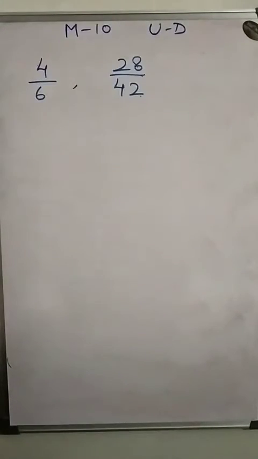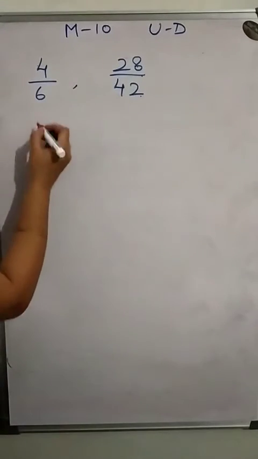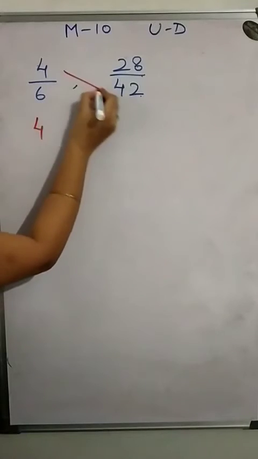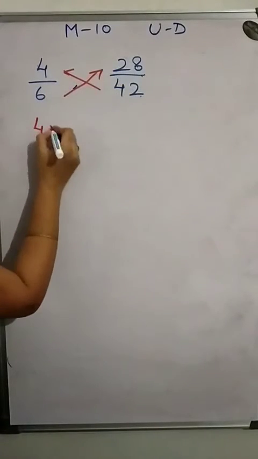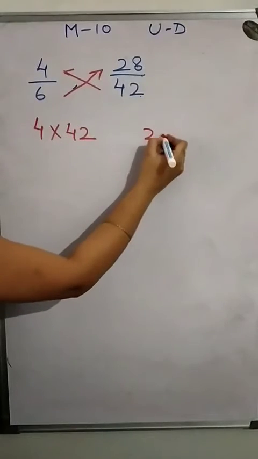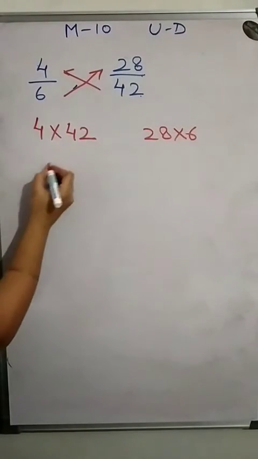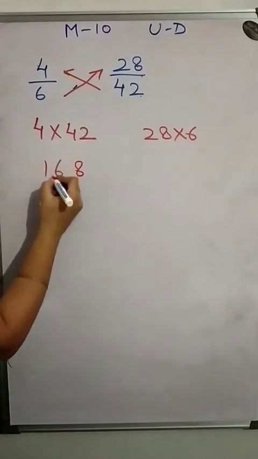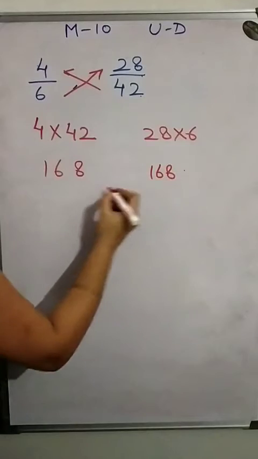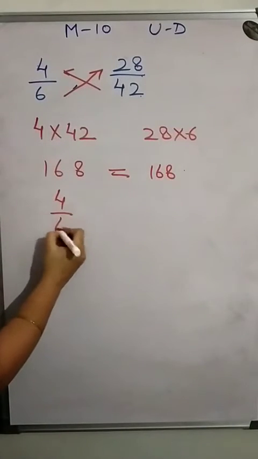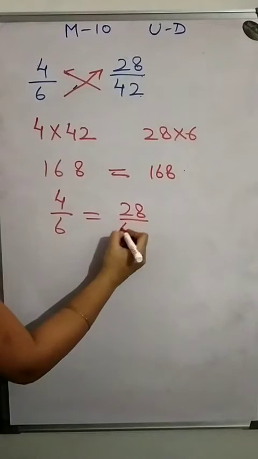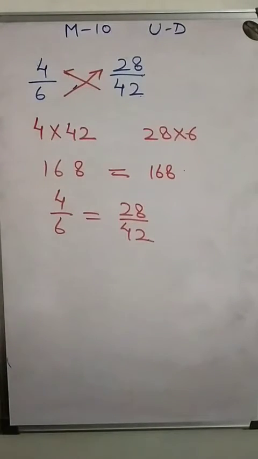Okay. Now come to module number 10. In this module you have to check whether the following fractions are equivalent by cross multiplication or not. We follow the same way. Do the cross multiplication: 4 into 42, and this is 28 into 6. 4 2s are 8, 4 4s are 16, so it is 168. These two are equal, which means 4 upon 6 is equal to 28 upon 42. Okay, do you understand this one?